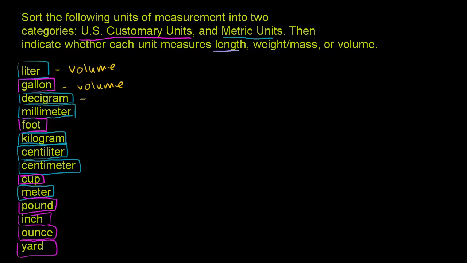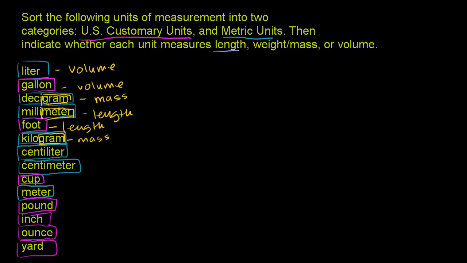Decigram. Gram is a unit of mass. So decigram just means 1/10 of a gram. Millimeter. Meter right here, that is a unit of distance, or of length. Millimeter. Milli means 1/1000th of a meter. Foot, that is also a unit of length. Kilogram, that just means 1,000 grams. Kilo means 1,000. Gram, we already said, is a unit of mass.